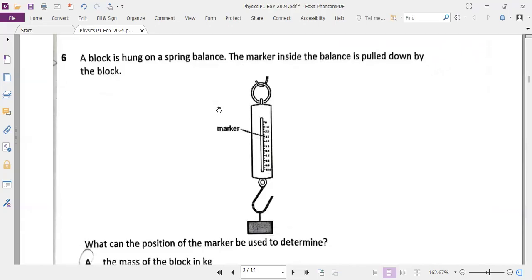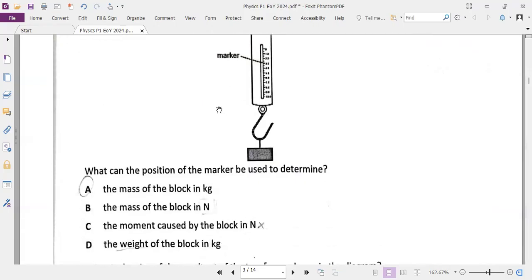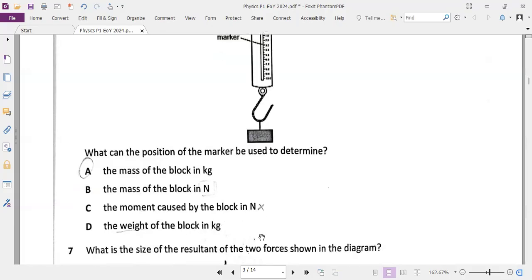Question number 6. A block is hung. What do you measure from the block? Well, the 4 choices, they are tricky. The mass has to be in kilograms, so A is the only choice. If you take mass as Newton, Newton is not the unit of mass. The moment can't be calculated in kilograms, and the weight can't be calculated in kilograms.